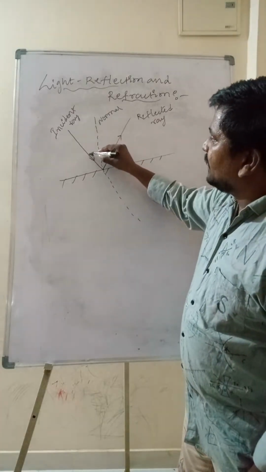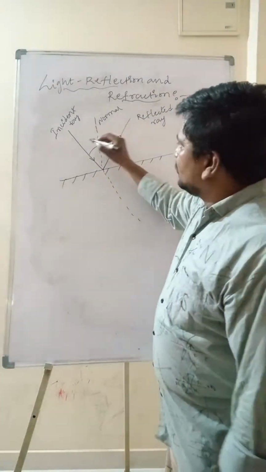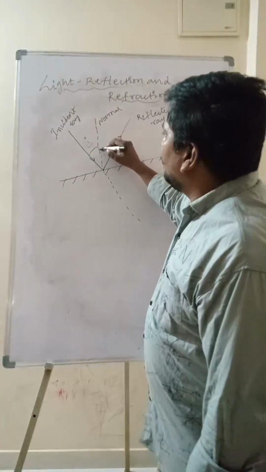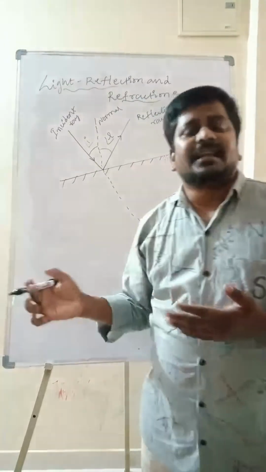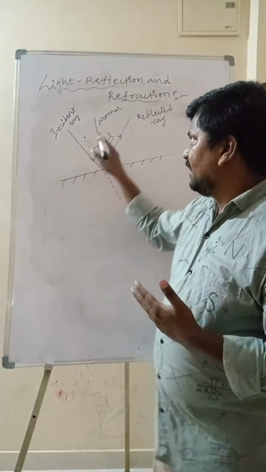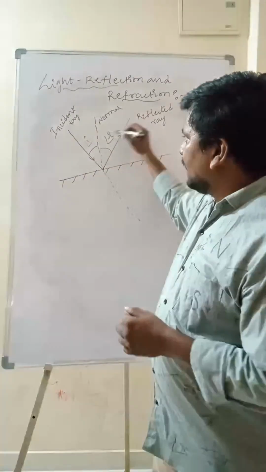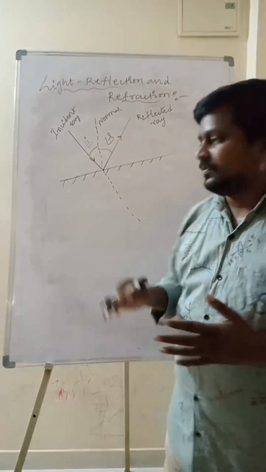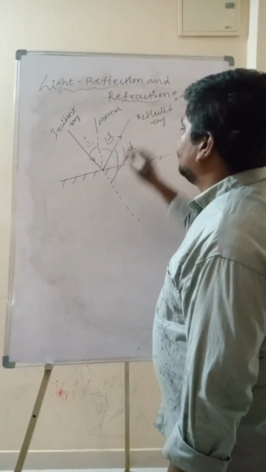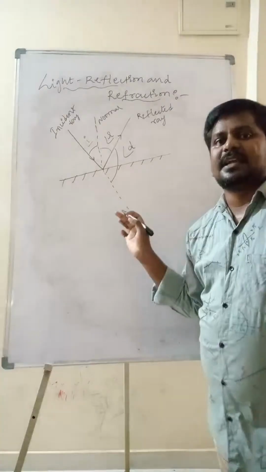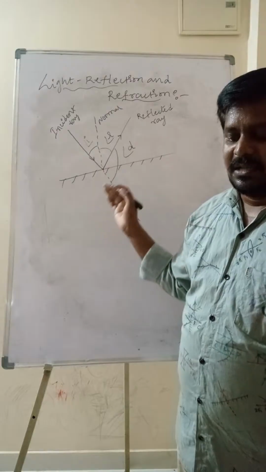The angle between the incident ray and the normal line is called the angle of incidence. The angle between the reflected ray and the normal line is called the angle of reflection. And the angle between the reflected ray and the undeviated line, which is the initial direction of the incident ray, is called the angle of deviation.